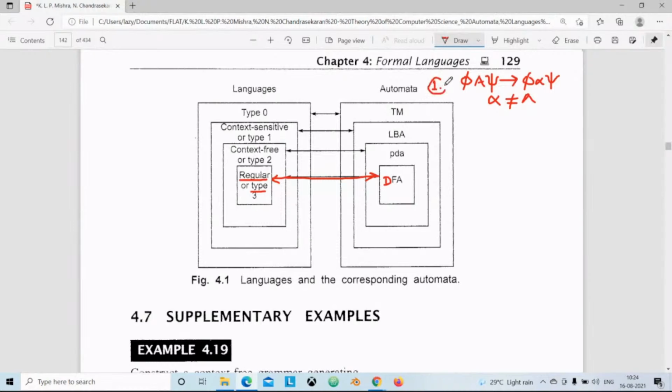Anybody remembers? What is type 2? A tends to alpha. Where what is A? A is variable. What is alpha? Alpha is combination of Vn union sigma star. This you have to remember because this is the form which we are considering. Okay, this is your Vn union sigma star.